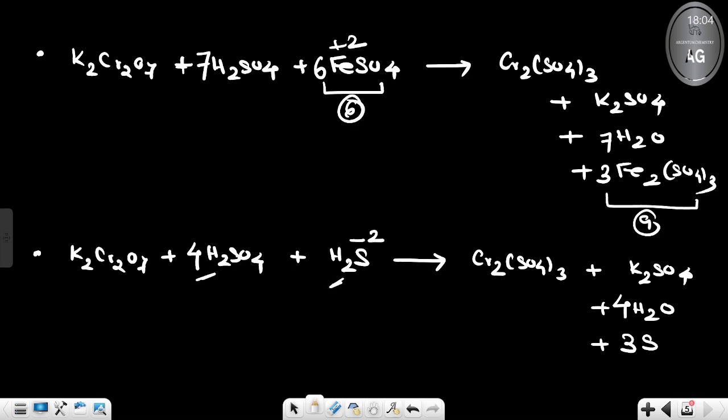Previously there was no hydrogen over here, but this time there is hydrogen here also. So how many hydrogens are available? 8. 3 sulfates from here, so this will be 3. So 3 into 2 is 6, and 8. So this will become 7, because 3 also here. Clear? See? 3 into 2 is 6 and 4 into 2 is 8. So 8 plus 6 is 14. So 7 twos are 14. So 7 water. Clear?